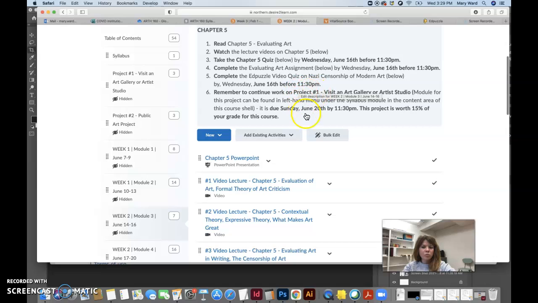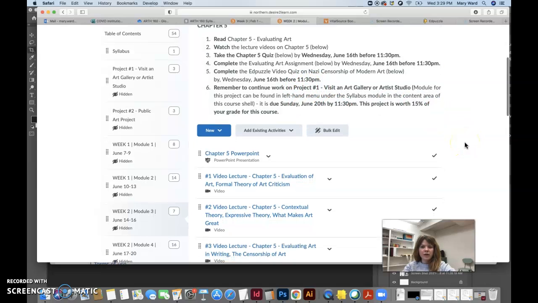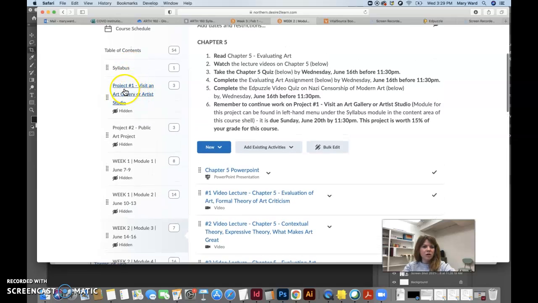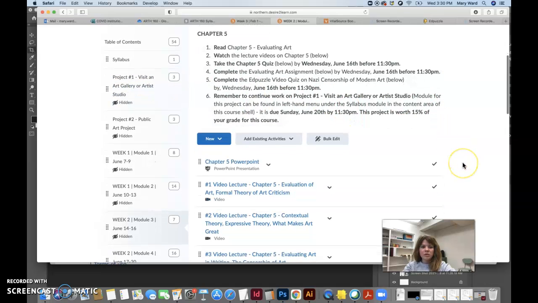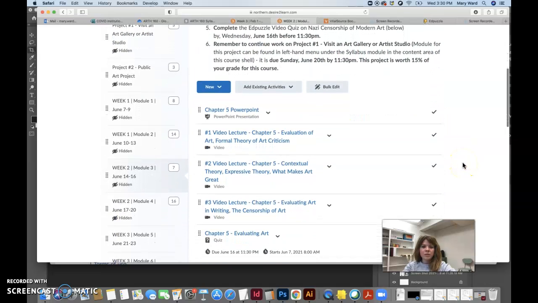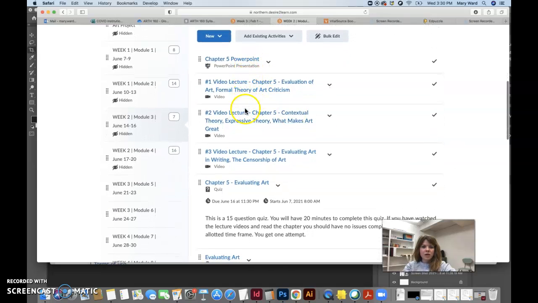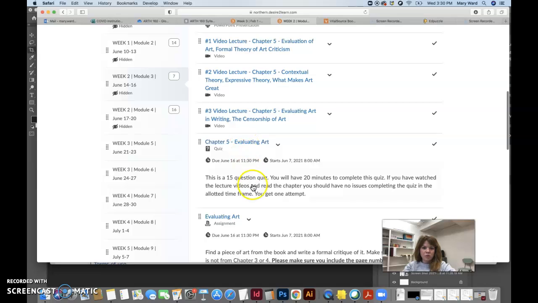Project number 1, definitely be working on that. The information on that is going to be off to the left here. It's basically underneath the syllabus and above week 1. So if you need more information on project number 1, hopefully not at this point, there's a whole module that's devoted to it off to the left there. So here's the PowerPoint for chapter 5, the 3 lecture videos, and then the quiz.